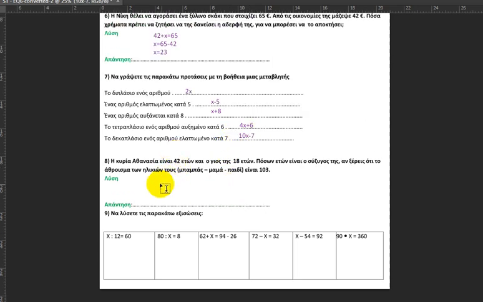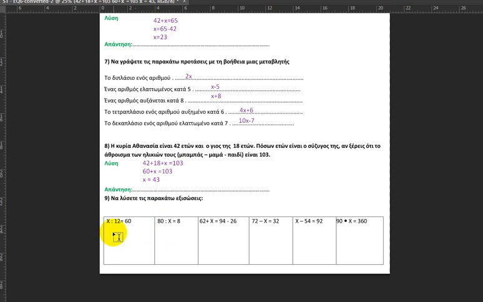Now, lastly, we have a lady who is 42 years old and her son is 18. How old is her husband, if we know that the sum of their ages is 103? So that means that 42 plus 18 plus the unknown x, which is the age of the father, is a grand total of 103. 42 and 18 makes 60. So 60 plus x must make 103. So x must be equal to 43. So the dad is 43.